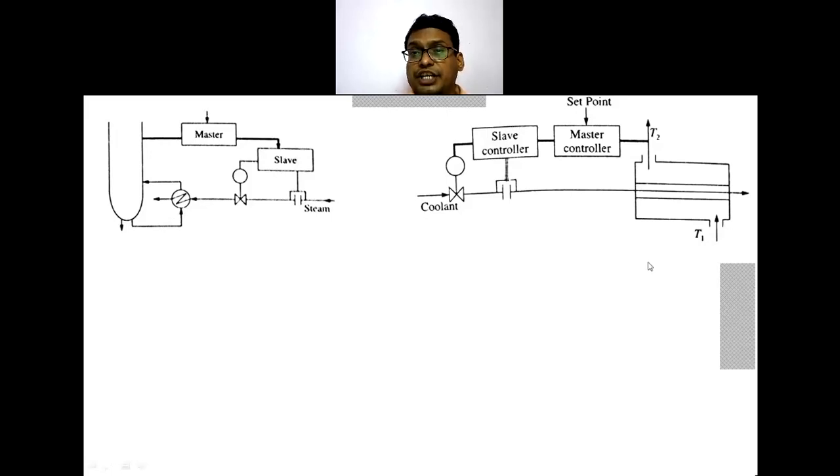Similarly, in case of a heat exchanger also, the master controller is the outlet temperature of the process fluid. Then that generates a set point, which is the set point for the slave controller, where the slave controller measures the flow rate, gets the feedback from the measured flow rate, and generates the manipulated variable, which is going to give the signal or command to the control valve.